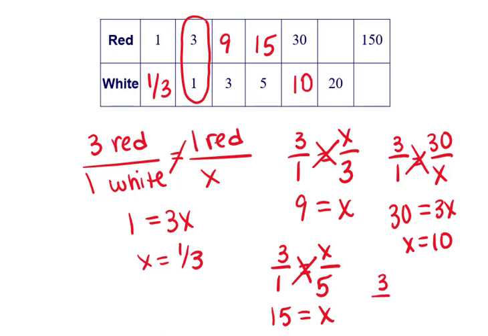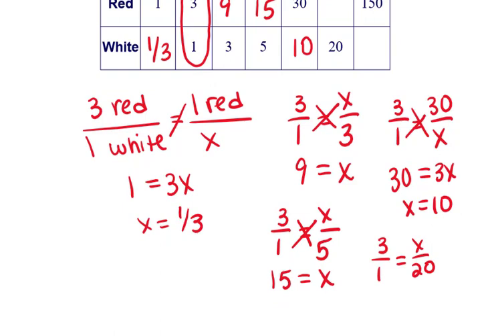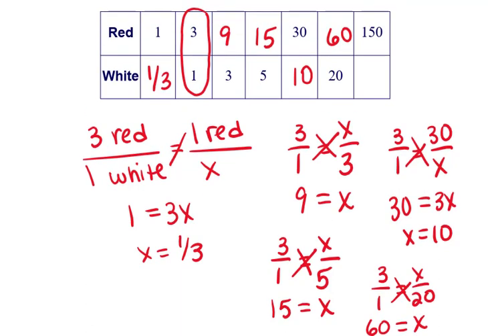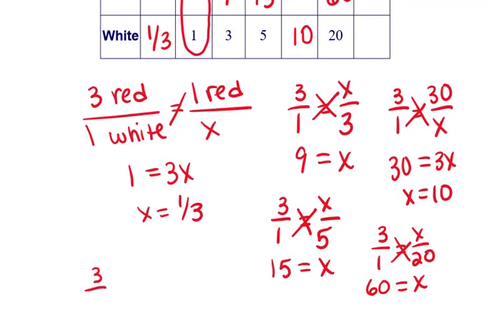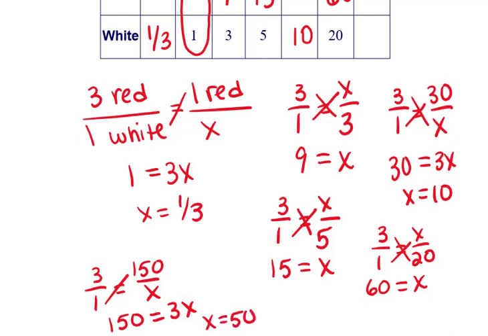We have 3 over 1 equals something over 20. If we cross multiply, 3 times 20 is 60, and 1 times x is x, so that's just 60. And then finally, the last missing piece, we have 150 over something. That gives us 3 over 1 equals 150 over x. So 150 times 1 is 150, equals 3 times something, and that something here is 50. So we can fill in 50 for the table.